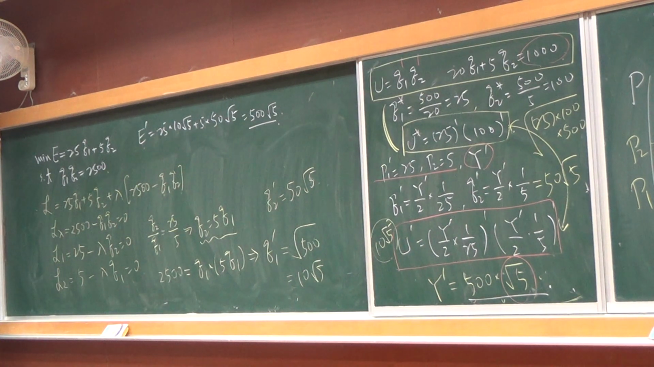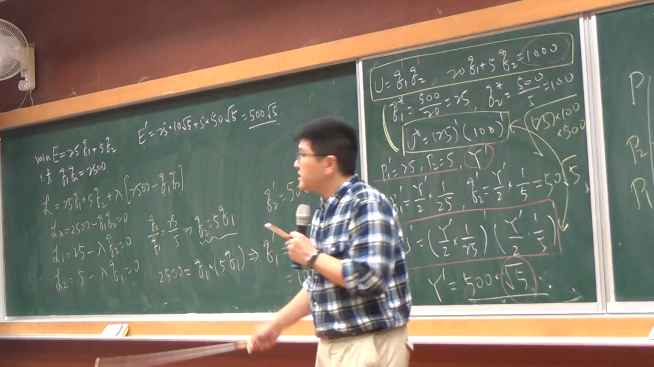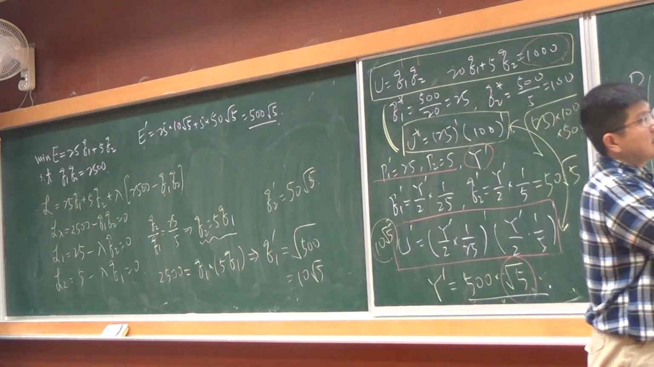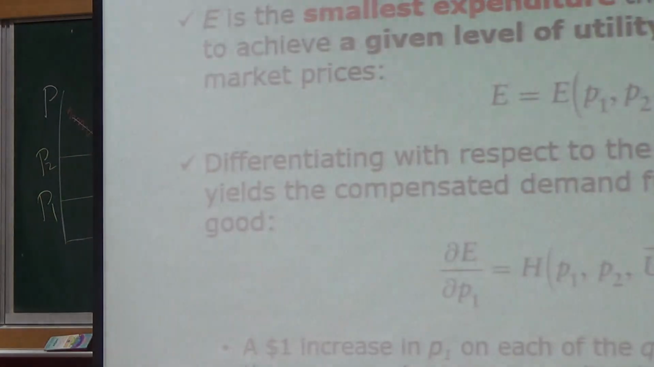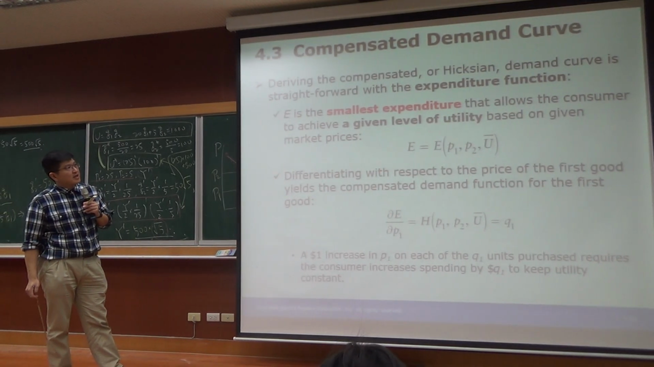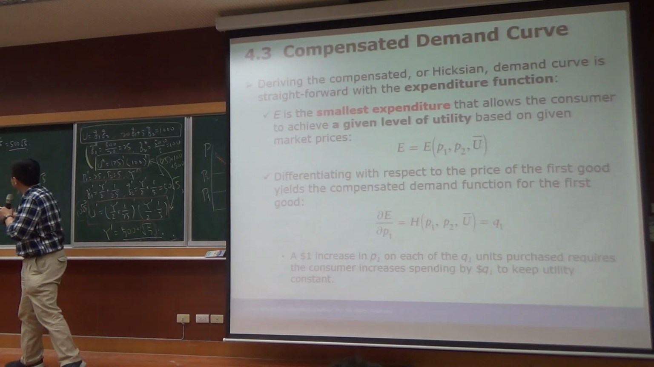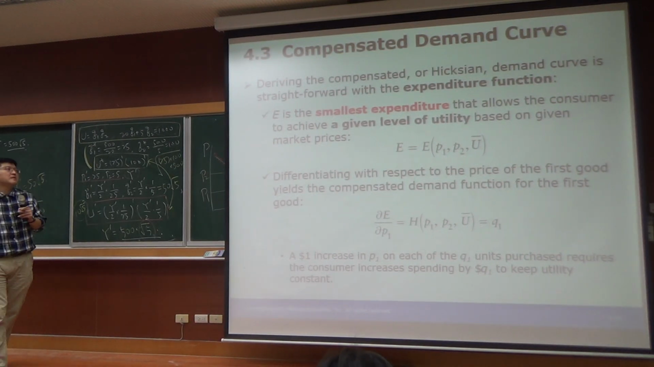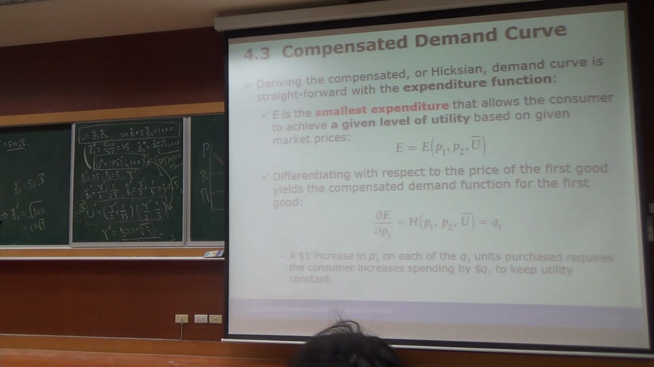So this is the results. The second way is actually the expenditure function. So E is the smallest expenditure that allows the consumer to achieve a given level of utility, which is 2,500. All right? So differentiating with respect to the price of the first good yields the compensated demand function for the first good.